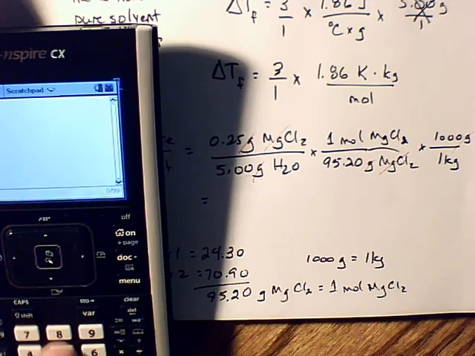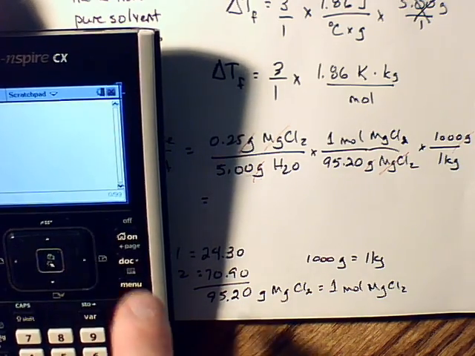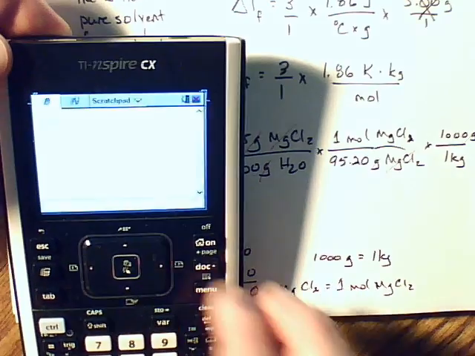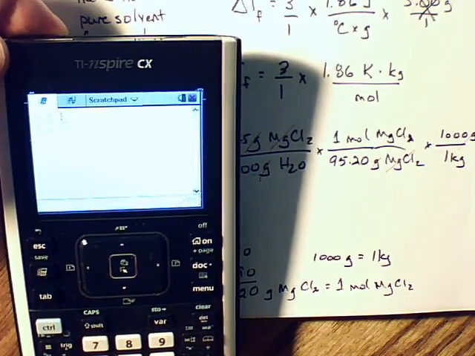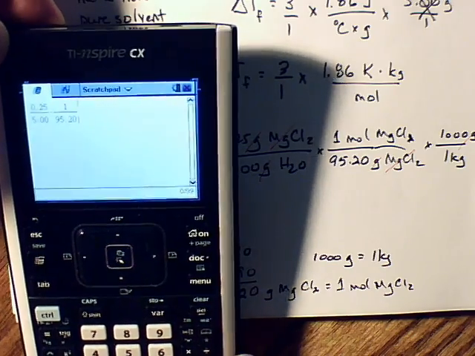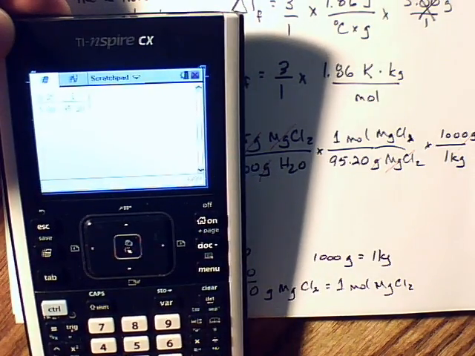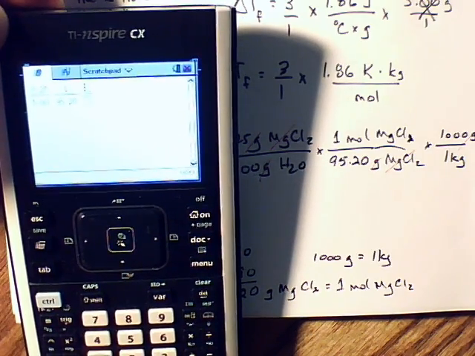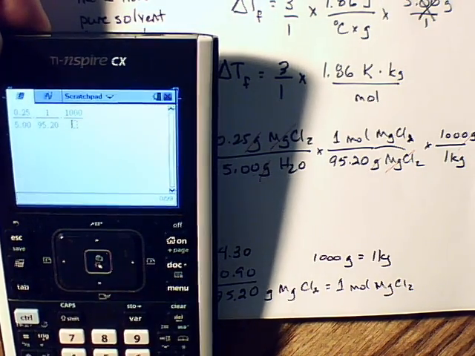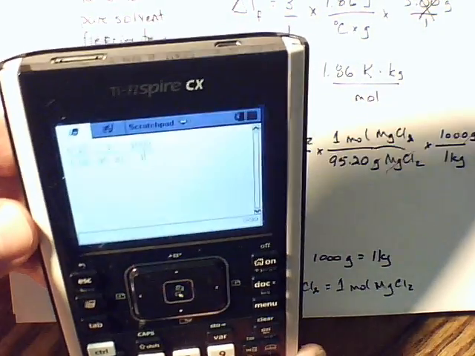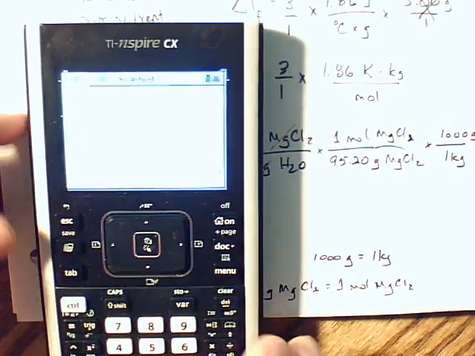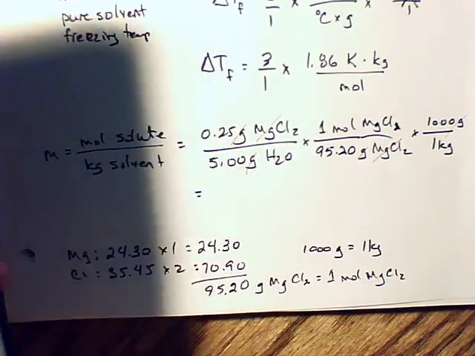So I can put 0.25 over 5.00 and make just the actual fraction on the screen. Right arrow, times, and build another fraction, control divide. Put 1 over 95.20. Right arrow and times and control divide, and I can put 1 over, I'm sorry, it's supposed to be 1,000 over 1. So this fraction, this equation, if I can get it to show up well, without all the units of measurement, looks like what's on your paper. Okay? Then all I have to do is hit enter to get the answer.